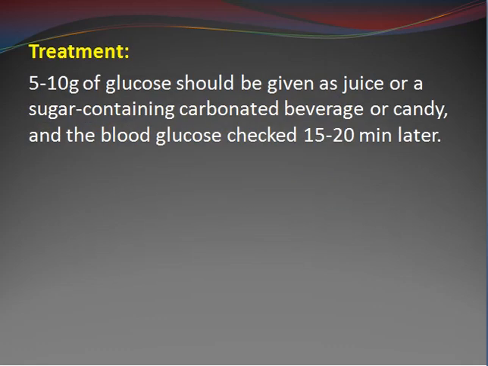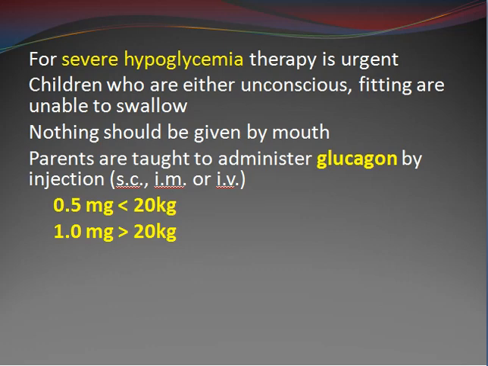Treatment: 5 to 10 grams of glucose should be given as a juice or as a sugar-containing carbonated beverage or candy, and the blood test checked 15 to 20 minutes later. For more severe hypoglycemia, therapy is by injection, when the child is either unconscious or fitting, unable to swallow. Nothing should be given by mouth. Parents should be taught to administer glucagon by injection, either subcutaneously, intramuscularly, or intravenously. When the child weighs less than 20 kg, we give 0.5 mg of glucagon. 1 mg can be given for children more than 20 kg.